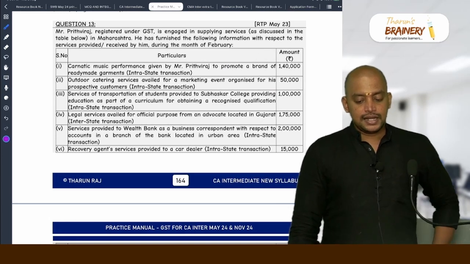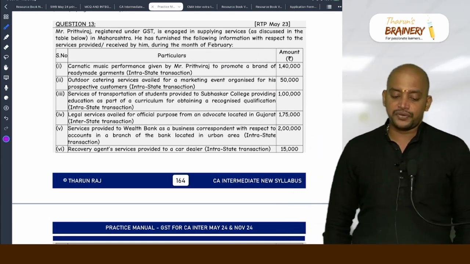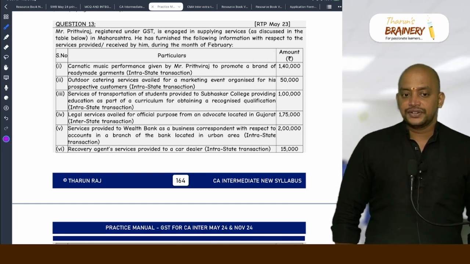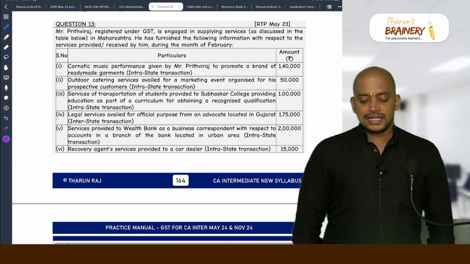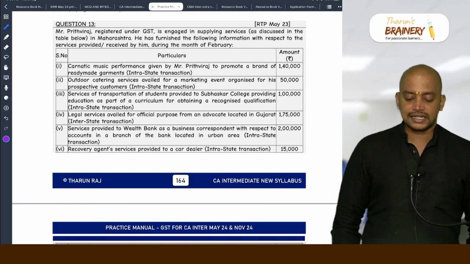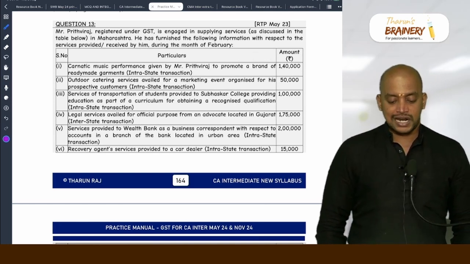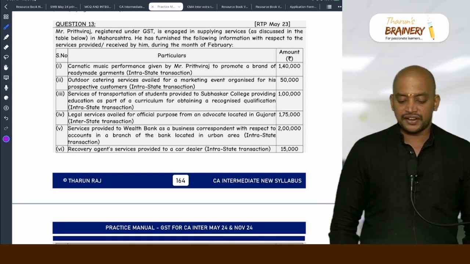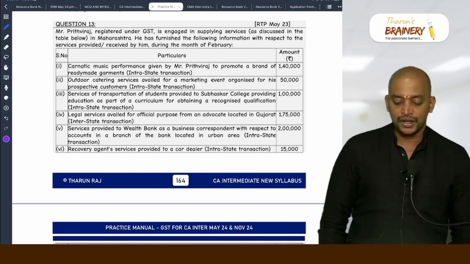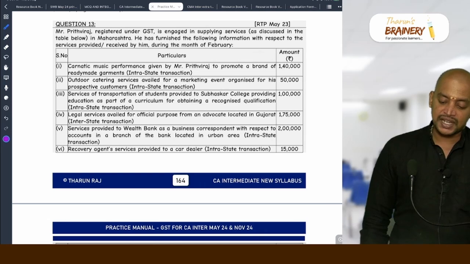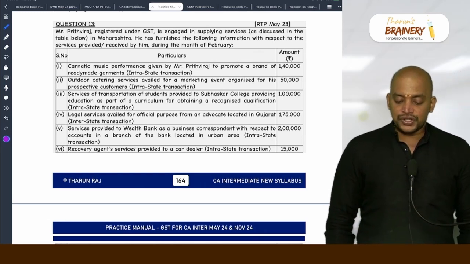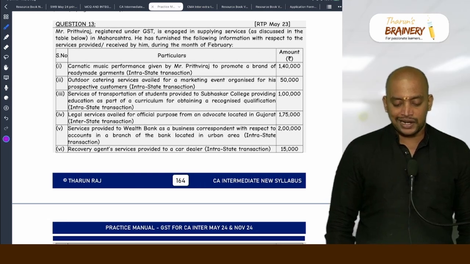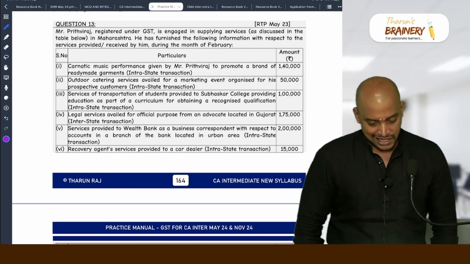Okay. Then next one, RTP May 23, this is also a very good question. Mr. Prithviraj, registered under GST, is engaged in supplying services as discussed in the table below in Maharashtra. He has furnished the following information with respect to the services provided or received by him during the month of February. So, Carnatic music performance given by Mr. Prithviraj to promote a brand of ready-made garments, intrastate transaction.